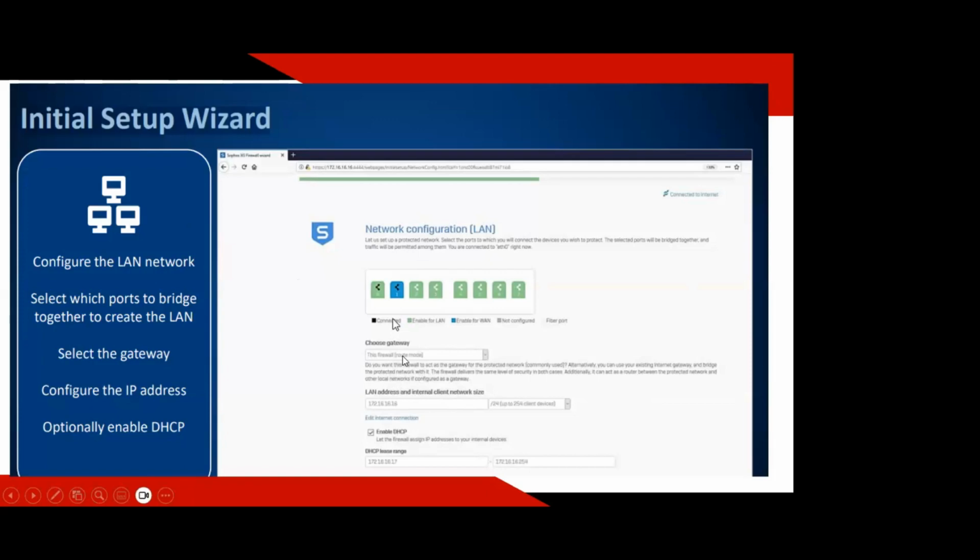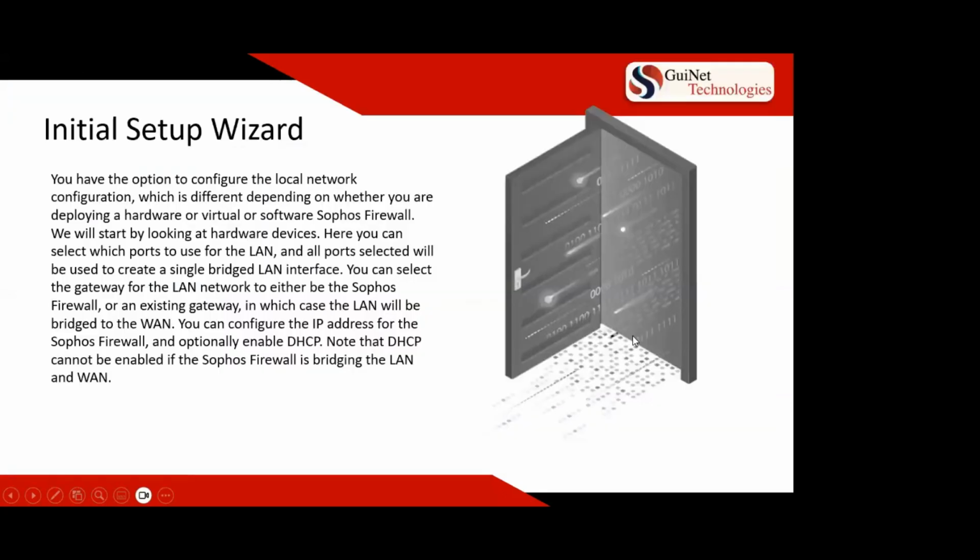The next page that comes up will ask whether you want to configure the firewall in route mode, that is gateway mode, or bridge mode. By default it will be route mode, that is gateway mode, along with the IP address of the firewall and subnet mask. If you want DHCP to run on this firewall, keep the default setting as it is. If you don't want to run DHCP, untick it and click on continue. This would be your LAN settings.